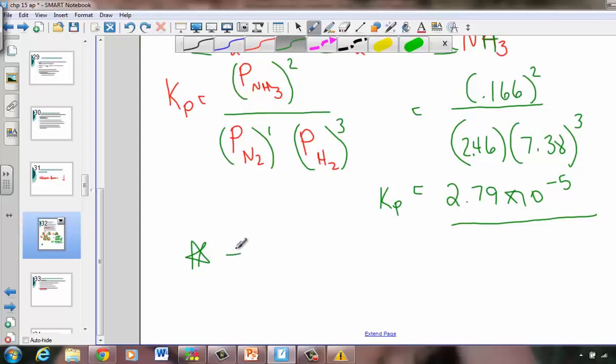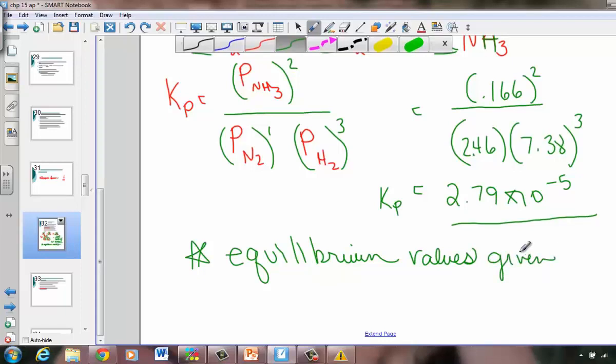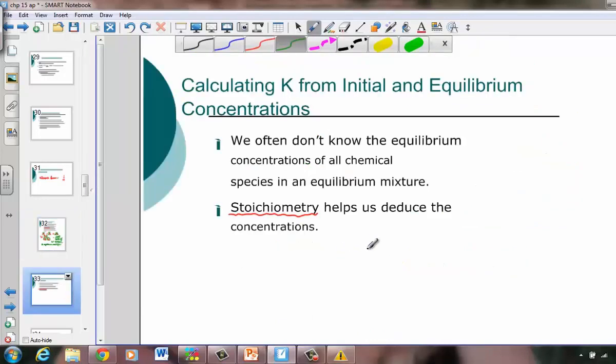Now make a note here. Equilibrium values were given, so it's just really a plug and chug. So what makes the next problem a little bit different? Let's take a peek. Sometimes we're not given the actual equilibrium values.